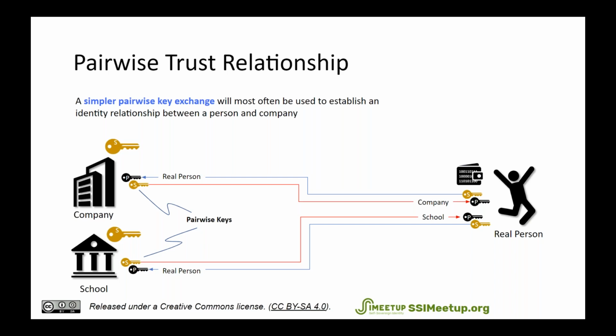And so you can see in this diagram, we have a company and a school on the left-hand side and a real person on the right-hand side. The company will have a public DID document. They'll have their secret key, their private key, and their public key corresponding to that. And the school will have the same. But then the relationship between the company and the real person will be a pairwise relationship, and the relationship between the school and the person will have a pairwise relationship. That effectively allows them to have a secured communication between these two parties.